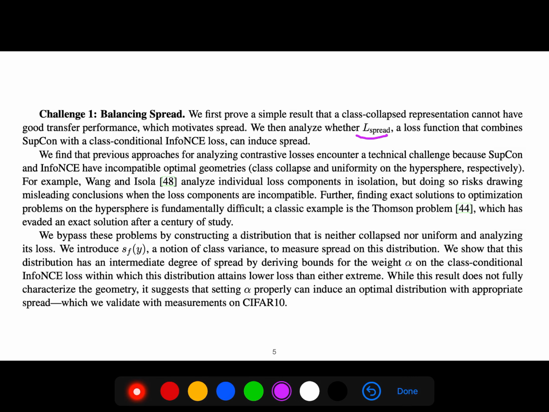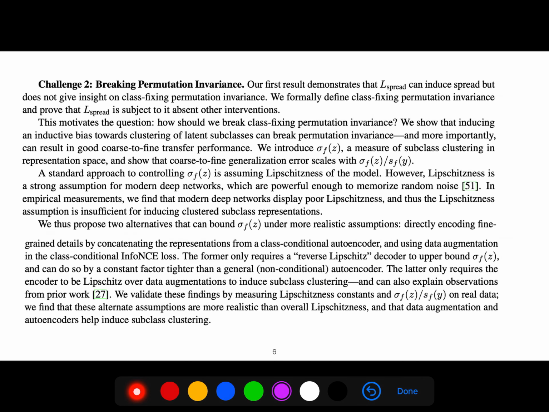We bypass the problems by constructing a distribution that is neither collapsed nor uniform, and analyzing its loss. We introduce S, a notion of class variance, to measure spread on this distribution. We show that this distribution has an intermediate degree of spread by deriving bounds for the weight alpha on the class conditional InfoNCE loss, within which this distribution attains lower loss than either extreme.